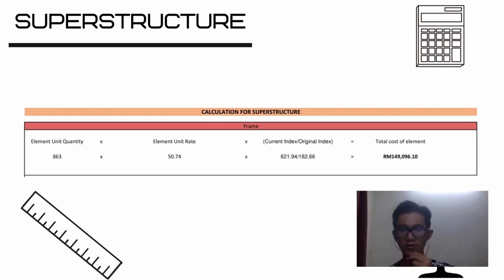My name is Muhammad Hafiz bin Muhammad Asafin. I will continue with the next item, which is frame. The total cost is achieved by means of the product of the element unit quantity for the proposed project, which is 863 items, with the element unit rate, as referred to in A3, which is 50.74. The cost will be adjusted and multiplied by the latest index, divided by the original index, and the total cost for the element is RM 139,096.10.